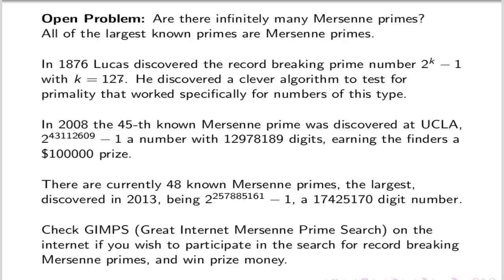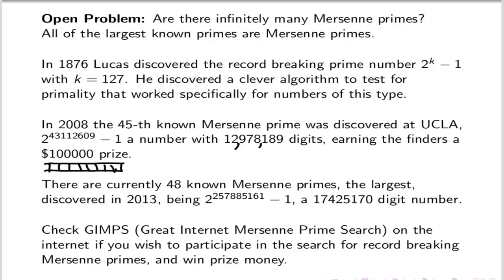In 2008, the 45th known Mersenne prime was discovered at UCLA. It's a number right here with how many digits? Over 12 million, almost 13 million digits. So it's the largest explicitly known Mersenne prime at that time. And the finders of it earned a $100,000 prize. So there is prize money for discovering record-breaking big prime numbers. And this was the first one, I think, that exceeded 10 million digits, and that's why it earned a $100,000 prize.